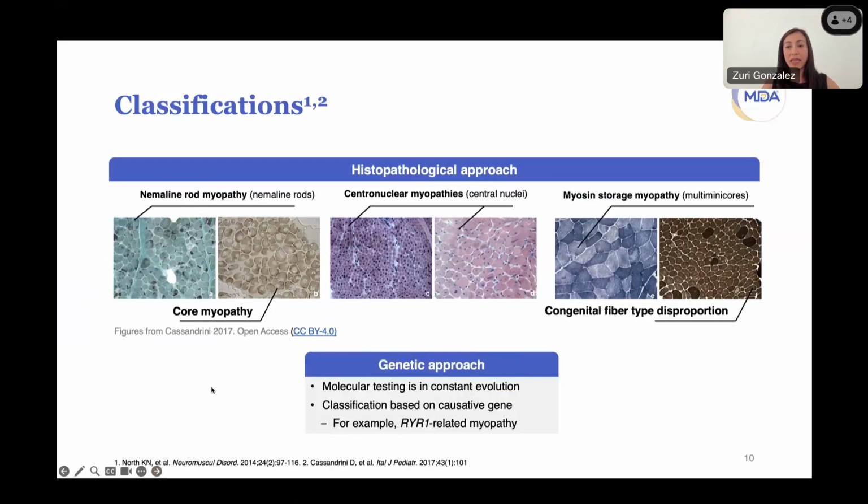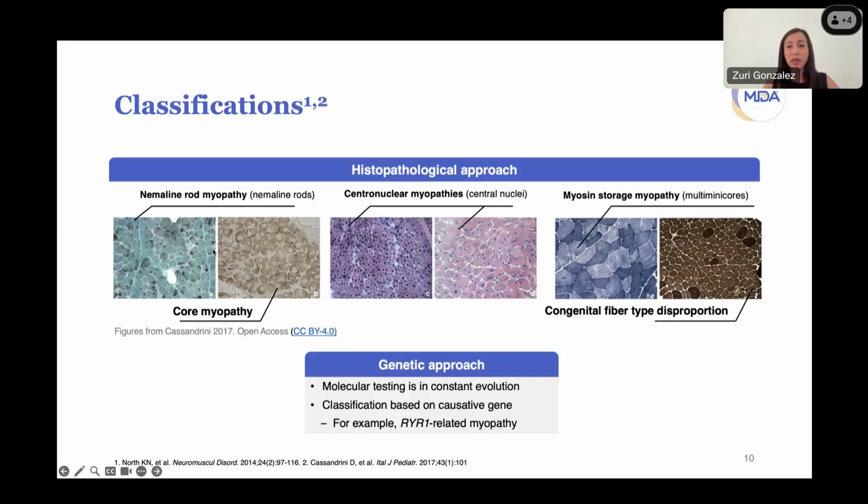Although this, again, is a historical classification, I think it's very important to review it. We're going to break it down in 5 groups, and we're going to mention a little bit of the features when we talk about the specific congenital myopathies. We have on the left the nemaline rod myopathy. As the name says, the hallmark is going to be these nemaline rods. Now, these rod-like inclusions are going to be made up of alpha-actinin and filaments within the muscle fiber. And you can see these darker aggregates on the Gomori trichrome stain.